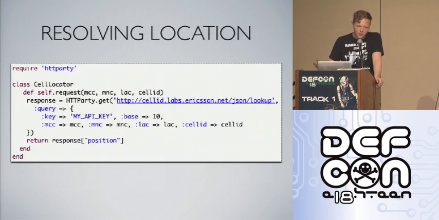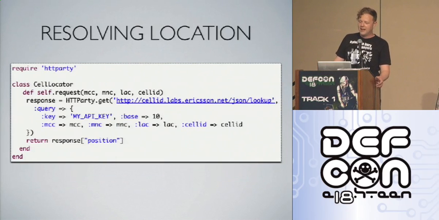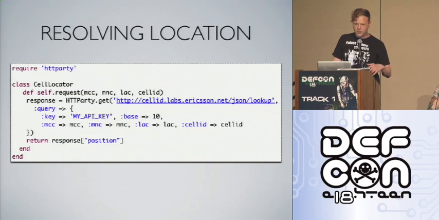So what do we do with that? Well, we take that and we can use a database like the Ericsson cell ID database. And we can actually turn that into a latitude and longitude for the tower that you're talking to, and that gets us equivalent to coarse location.